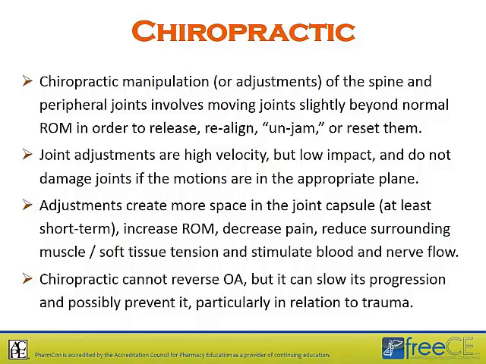They also increase range of motion, decrease pain, reduce surrounding muscle and soft tissue tension, and can stimulate blood and nerve flow. Chiropractic adjustments of joints cannot reverse OA or any joint destruction that may be there, but it can slow its progression and possibly prevent it, particularly in relation to trauma, such as motor vehicle accidents. Essentially, joint adjustments improve the biomechanics of the musculoskeletal system, and therefore reduce the excessive wear and tear of joints.